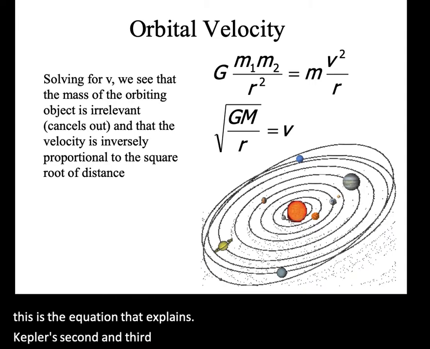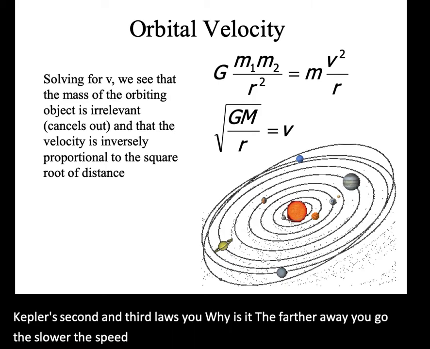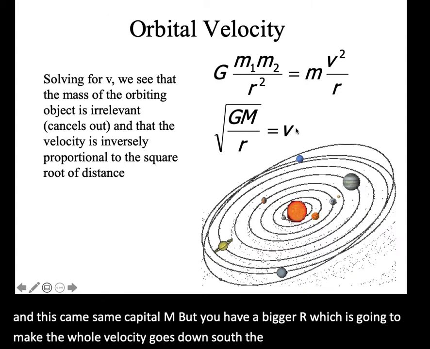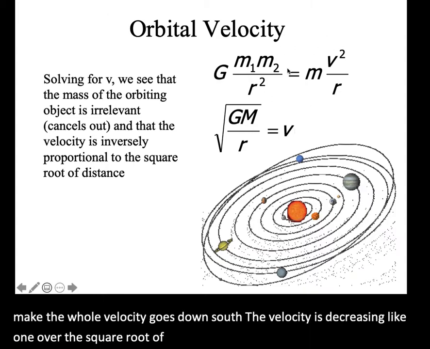Why is it that the farther away you go, the slower the speed is? Well, it's because you have the same capital G and the same capital M, but you have a bigger r, which is going to make the whole velocity go down. So the velocity is decreasing like 1 over the square root of r. It just comes from simplifying universal gravity and circular motion.